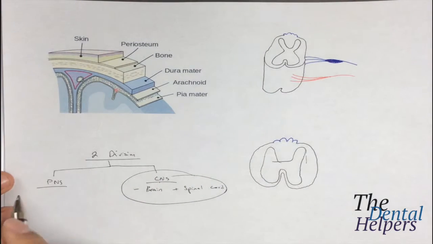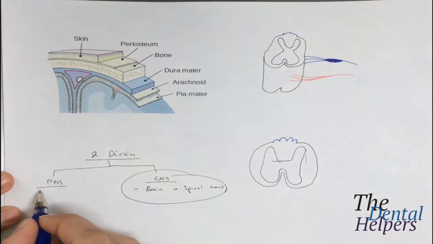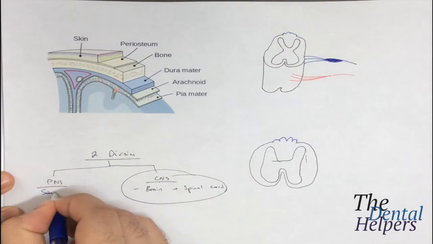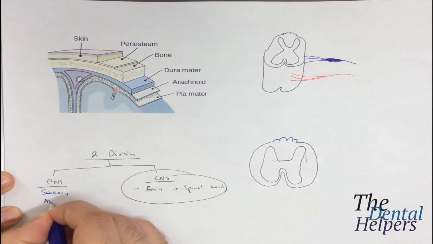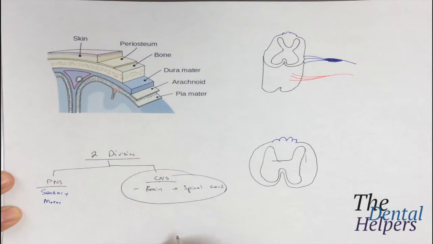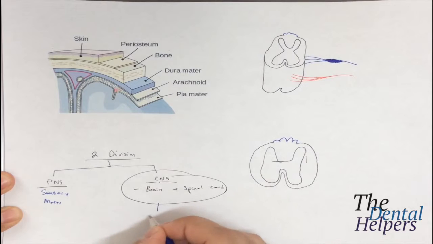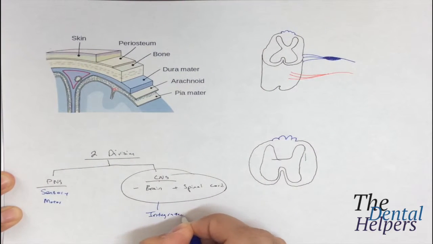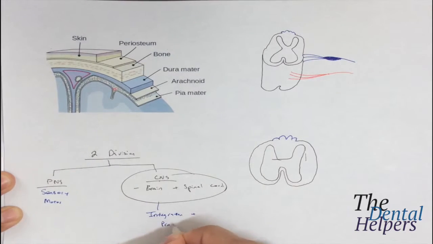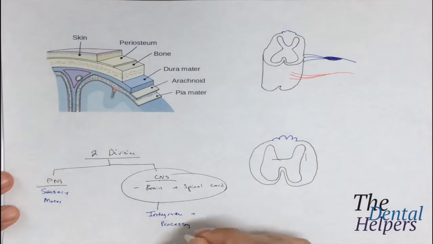Well, the PNS is everything else, and it's going to collect sensory info, and it's going to execute motor function. The CNS is more for integration plus processing and initiating the behavior.